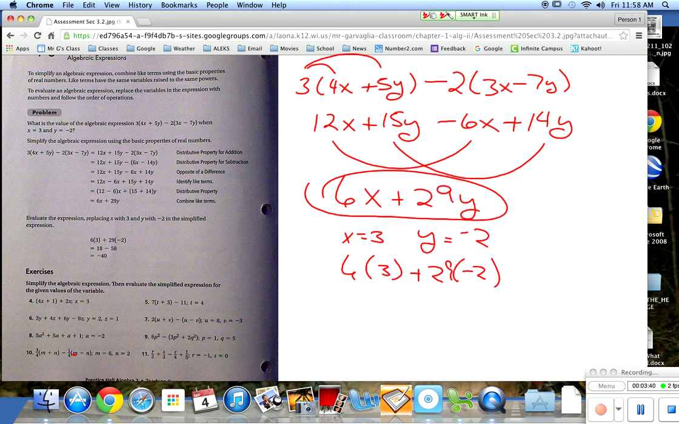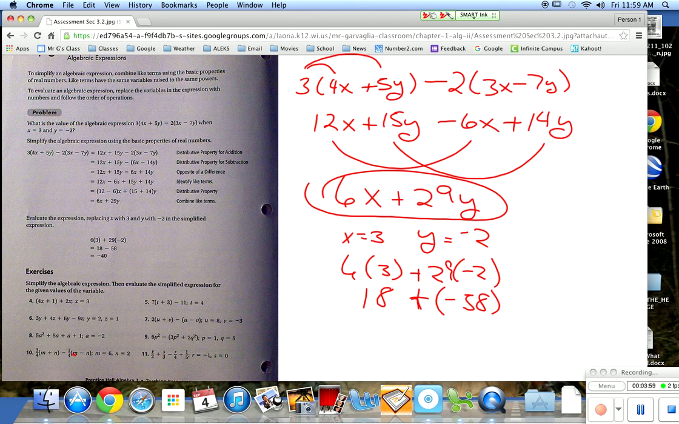What does that come out to? 6 times 3 is 18. Plus 29 times 2 would be 58, but we have a negative here, so it's a negative 58. What's 18 plus a negative 58?